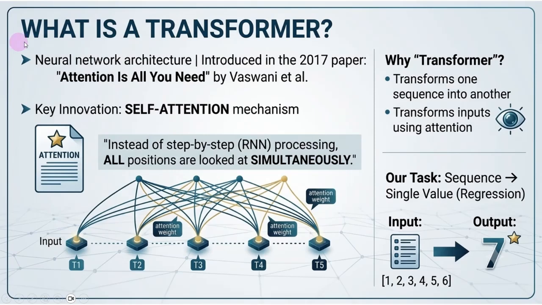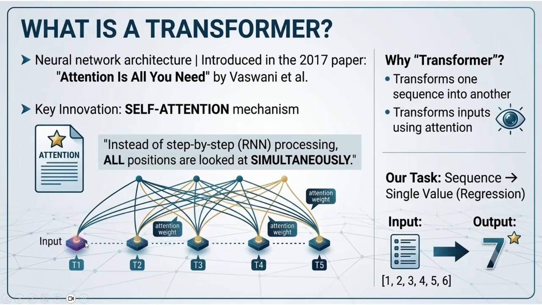So, what exactly is a transformer? It's a neural network architecture introduced in the 2017 paper, "Attention is All You Need" by Vaswani and colleagues at Google Brain. The key innovation is something called self-attention. Unlike older models like RNNs or LSTMs that process data step by step, transformers look at all positions in the input simultaneously. This is a game changer because it allows the model to capture long-range dependencies directly, no more forgetting what happened 20 steps ago.